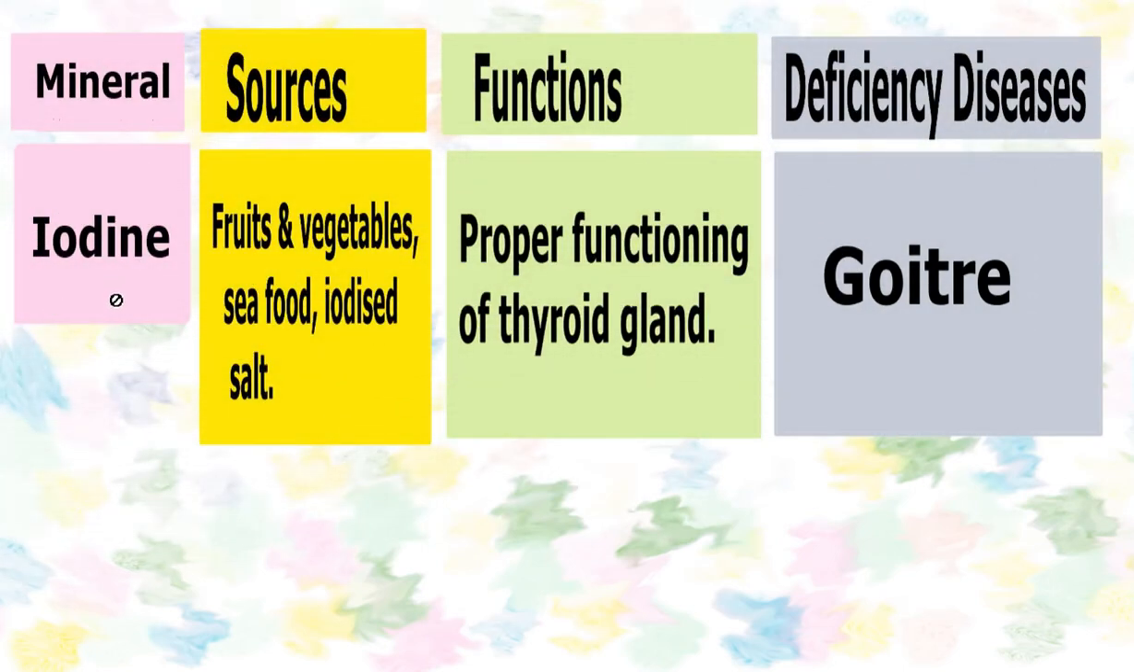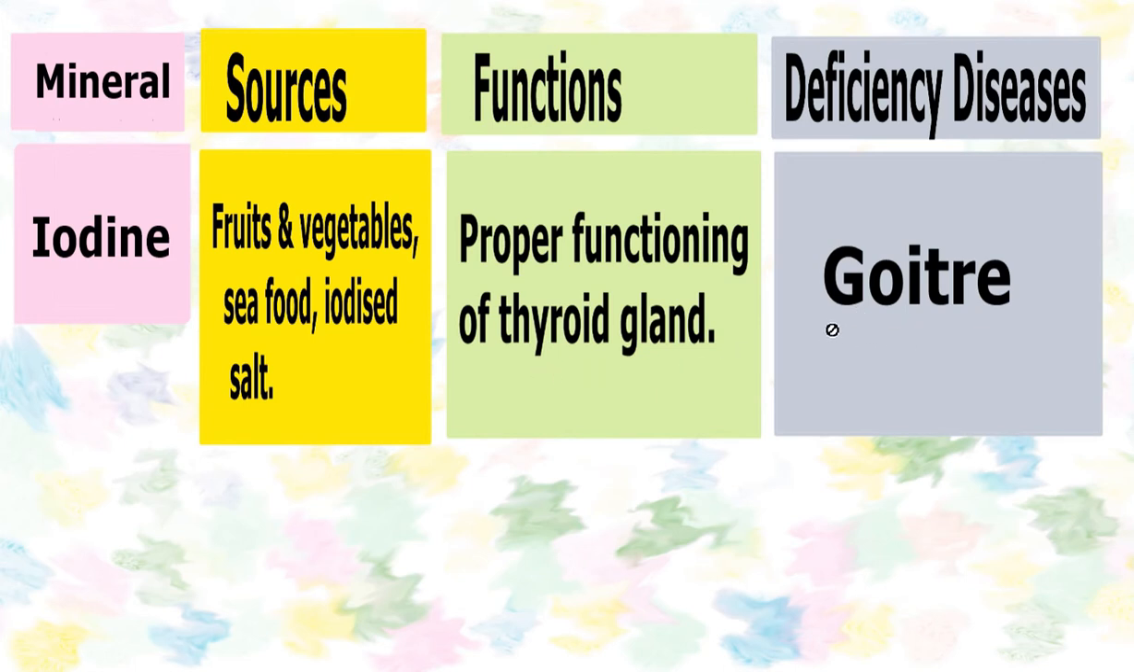Next mineral is iodine. Iodine can be obtained from fruits and vegetables and from seafood also. So the people living in the coastal areas never experience any kind of iodine deficiency because they get plenty of iodine from the seafood which they eat. And it can be obtained from iodized salt also. Iodine is required for proper functioning of the thyroid gland. This is a butterfly shaped gland which is present in our throat and it secretes various hormones which are required to maintain and regulate our body metabolism, and along with that a lot of other functions are also performed by the hormones which are secreted from the thyroid gland.